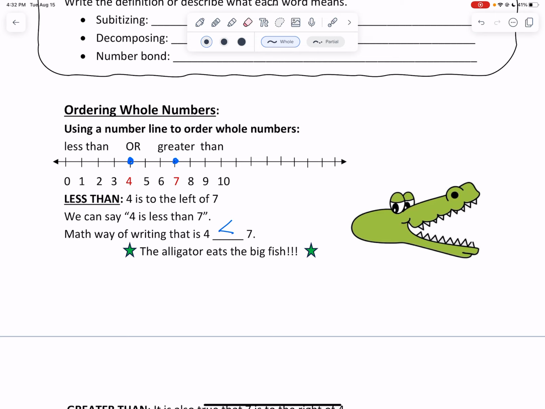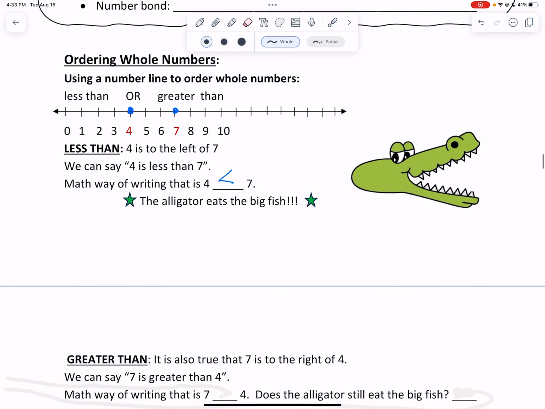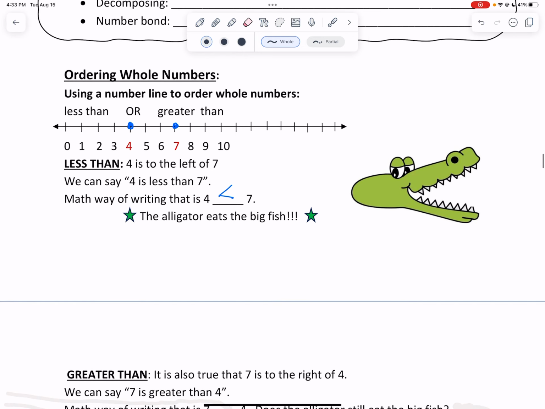And the alligator, I wish you could see my fingers, but you could make an alligator with your hand like a puppet. Okay, alligator eats the big fish. It's always going to eat the biggest fish. So it's eating 7, so it's going to be pointing to 4, and it's eating 7. So the alligator is going to eat that big fish. That helps your students know which way to face their alligator.